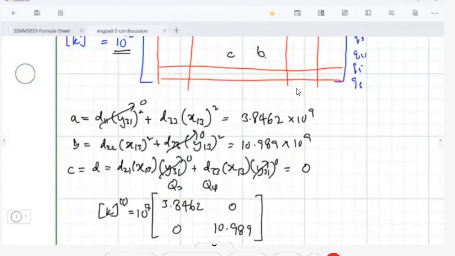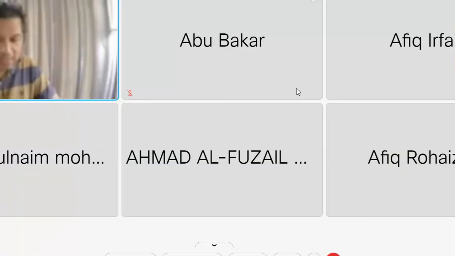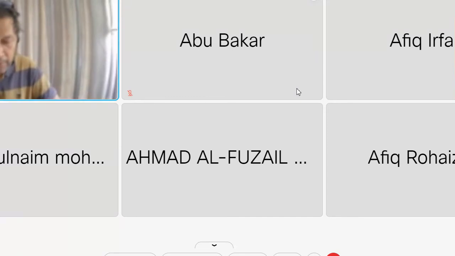Okay, based on the formula sheet. Take a look at the formula sheet. Let me kill this PDF reader and reshare this. I need to try to find a better one.